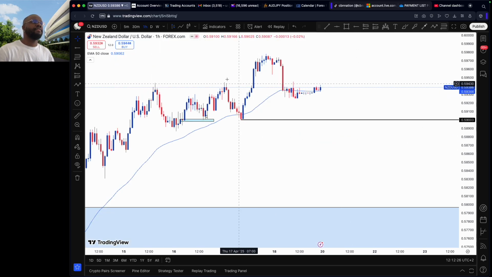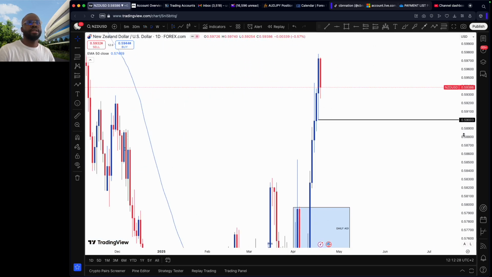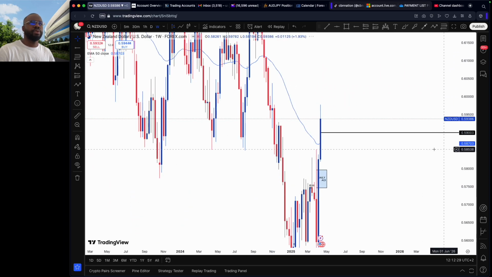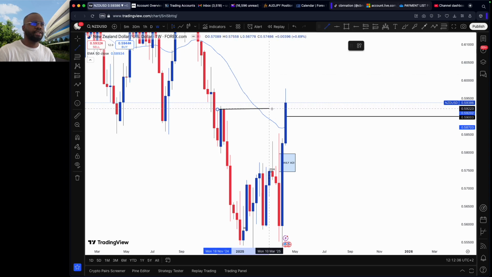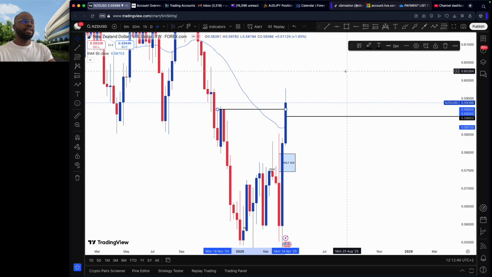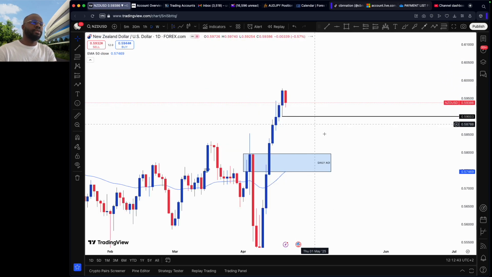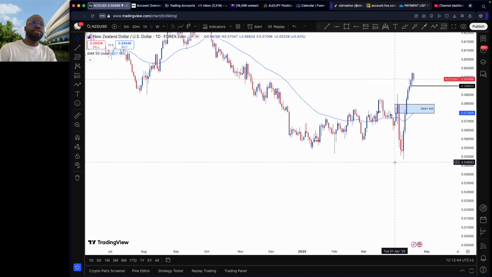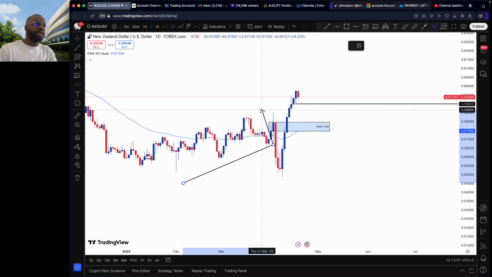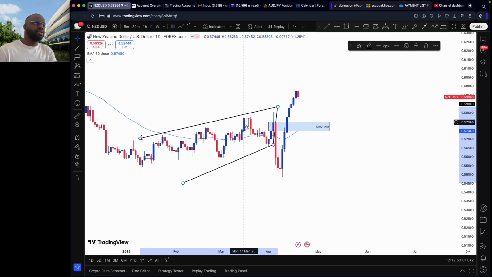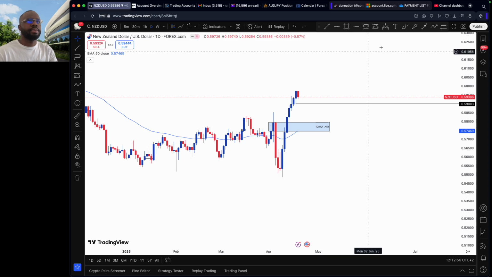Then again, I have NZD USD. NZD USD, if you go to the weekly time frame, you see that the weekly time frame closed bullish last week. So you can see a body close above that structure. So the weekly went bullish. Then if you go to the daily, you'll see the daily is still bullish because we cleared these lows and we cleared these highs. So as you can see, we are flying to the upside.